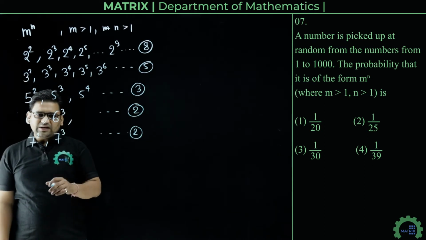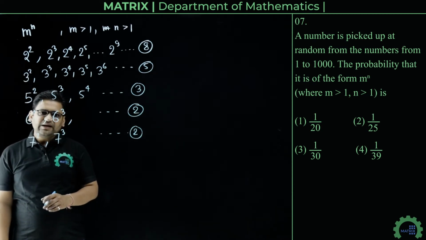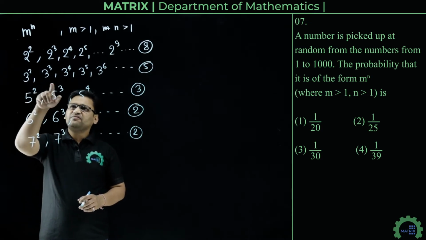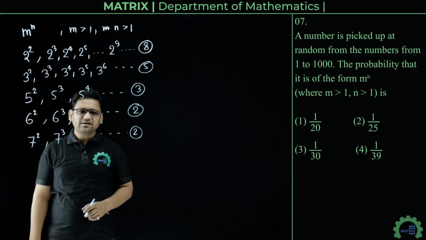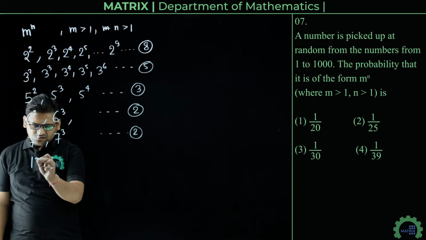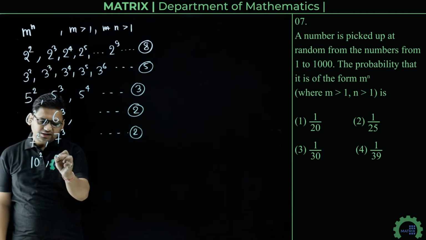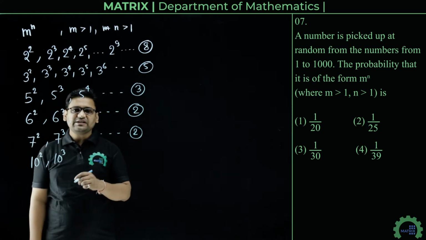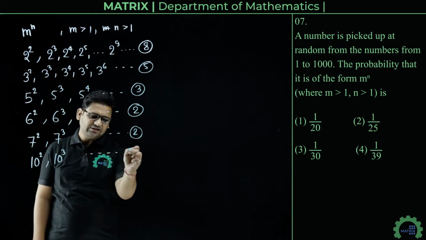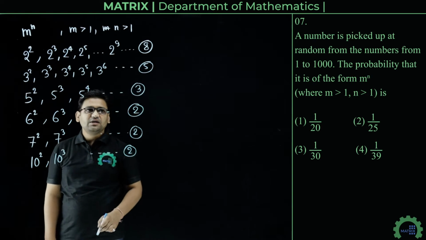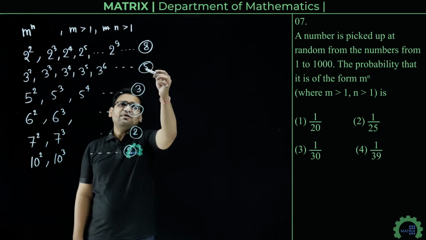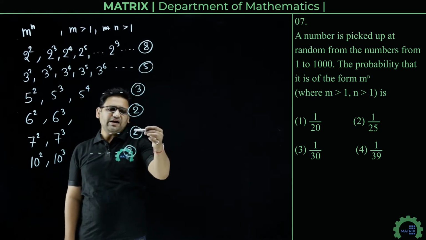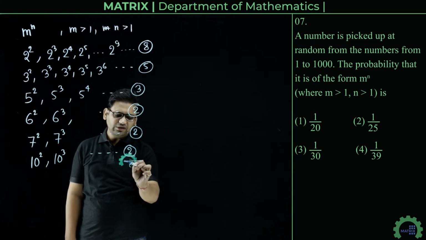So let's take another number 9, and 9 is 3 square, that is we have also taken the cases for the number 9. At last for 10, 10 square and 10 cube is exactly 1000. So the number 10 raised to power 4 is greater than 1000. So only 2 cases are there. So total these cases are 8 and 5, 13, 16, 17, 18, 19, 20, 21, 22. So total 22 cases are there.